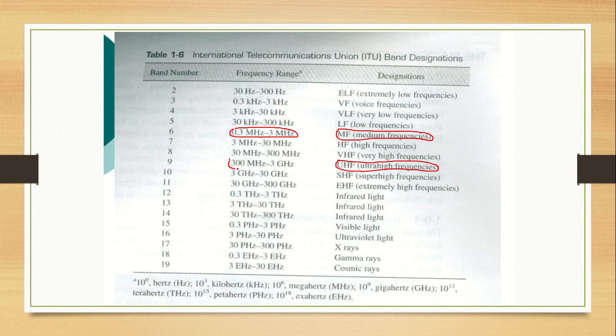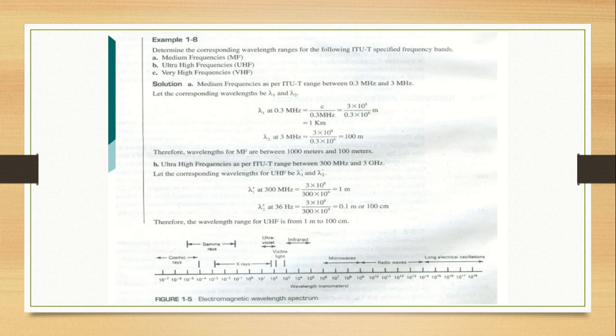This is the range. Using that information and substituting, we have 3 times 10 to the 8, the speed of light, over 300 megahertz, so you get 1 meter. For lambda 2, 3 times 10 to the 8 divided by 300 times 10 to the 9, we get 100 centimeters. Therefore, the wavelength range for UHF is from 1 meter to 100 centimeters.